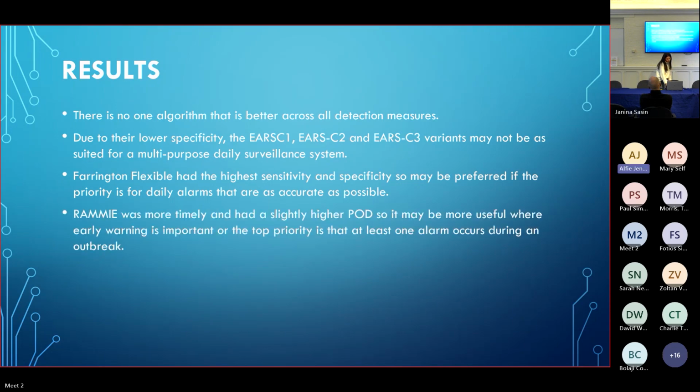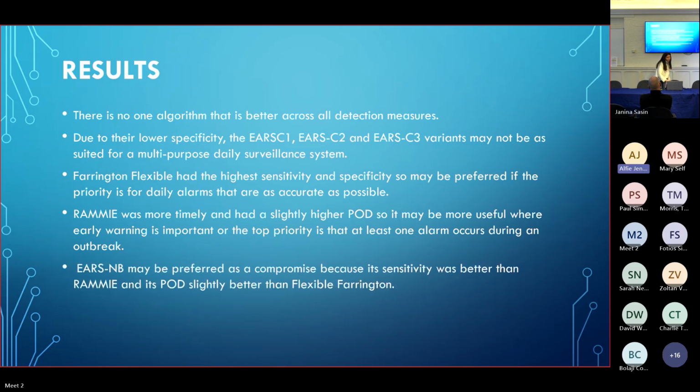RAMMIE has a slightly higher POD than Farrington Flexible, so it could be preferred in cases where we wanted to see if there is an outbreak or not. And here is a compromise between all. So if you wanted a good compromise between all of them, maybe you can use the EARS negative binomial version.